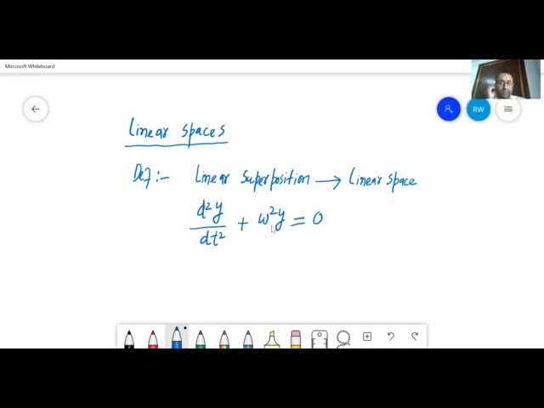And what we discussed last time is that this equation of motion definitely has two linearly independent solutions, which we write as, first of all, let me write the solutions themselves.